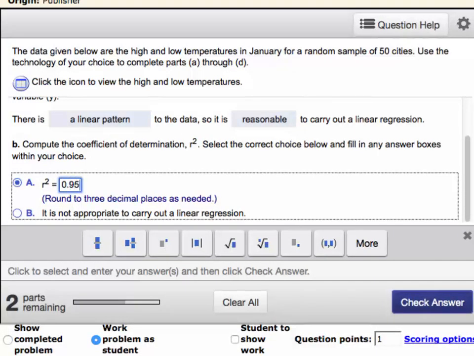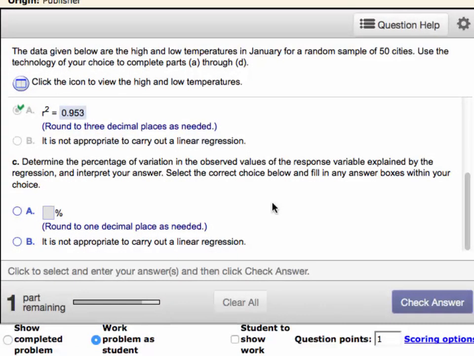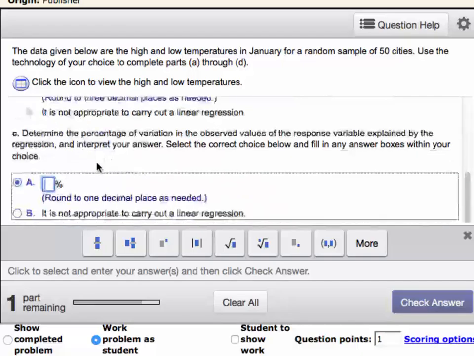0.953. Determine the percentage of variation in the observed values of the response variable explained by the regression. So what percentage of variation is explained by regression as opposed to error? That's exactly what this number tells us, right? And about 5% is due to error, right? A little bit less than 5%. But this is the percent of variation due to regression.